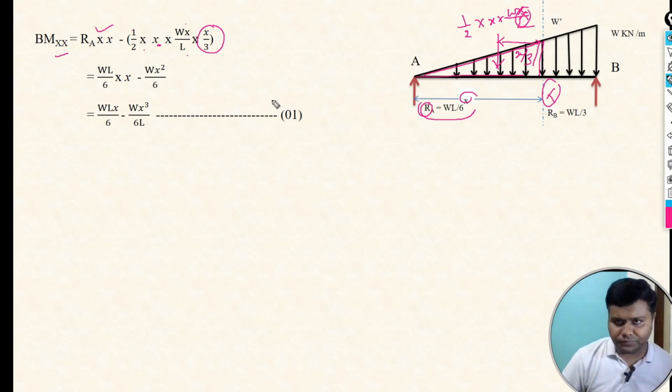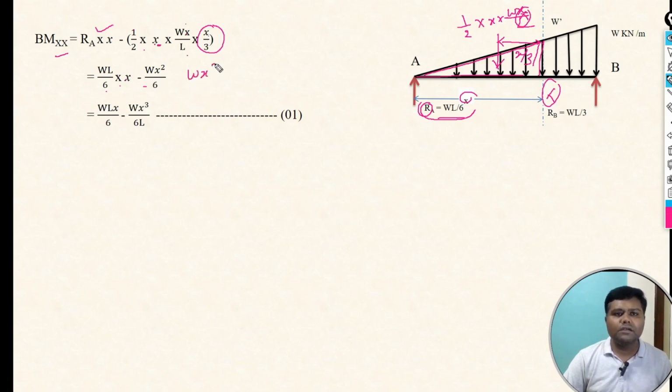Just solve it. RA we have calculated as WL by 6. So this is WL by 6 into x minus, just solve this, x and x, correct? So it is wx cube by 6L. Okay, it should be cube, wx cube by 6L. So this equation is WLx by 6 minus wx cube by 6L. Let's say this is our first equation.